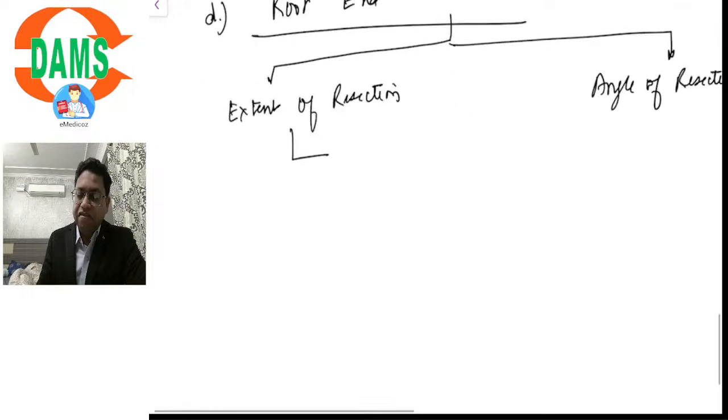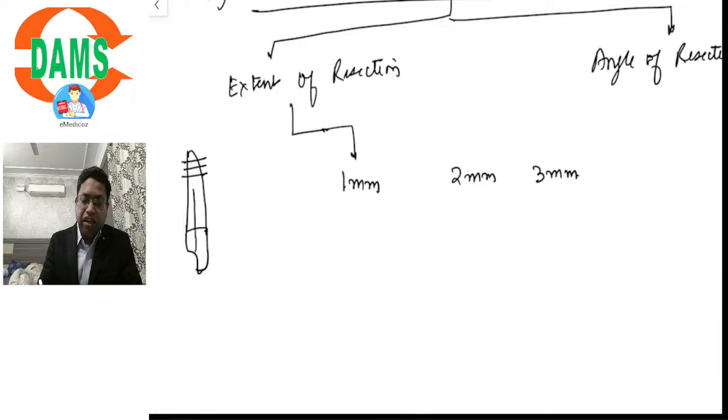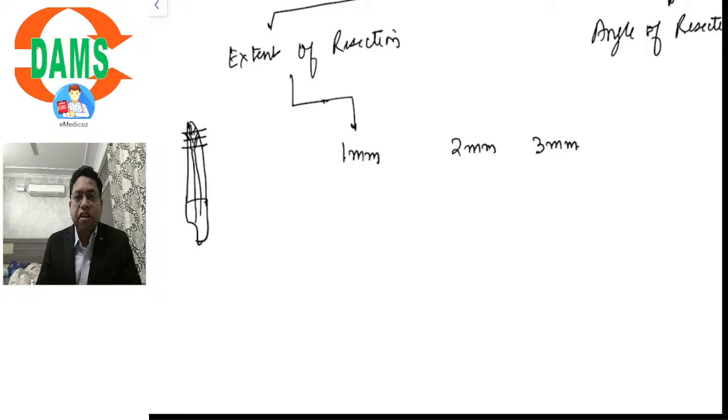can be categorized as it can be either 1 millimeter of the root end is cut off, or 2 millimeter of the root end is cut off, or 3 millimeter of the root end is cut off. Means if this is the tooth, we are talking about how much should be the extent of resection, 1, 2, or 3 millimeter. We know that the principal root canal, especially in the apical one-third, divides into several branches and give rise to structures like apical ramifications and accessory canals.